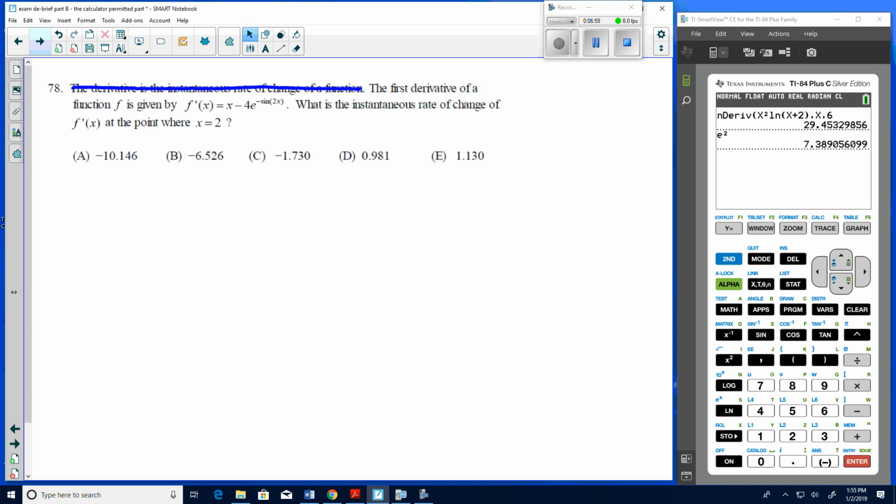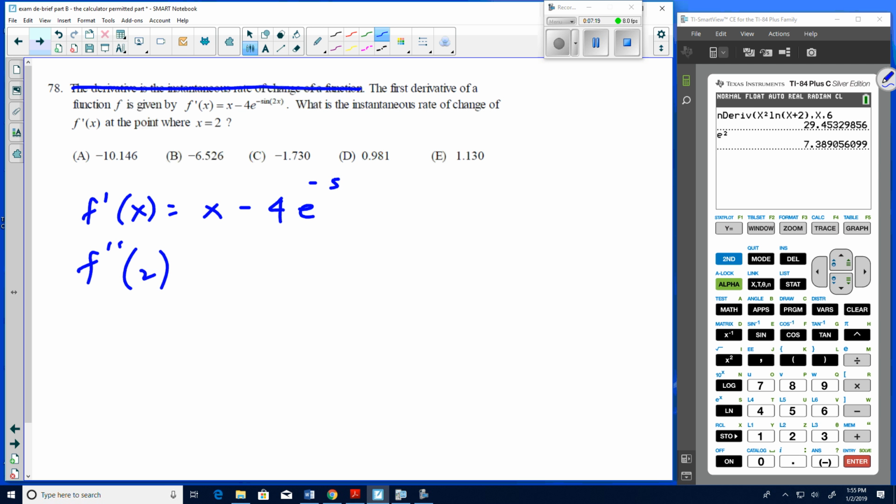The first derivative of a function f is given. That was the instantaneous rate of change of f prime. So we're looking for f double prime at 2. That's what we need. But we already have f prime. f prime is given as x minus 4 e to the minus sine of 2x power. And we're looking for the second derivative at 2.